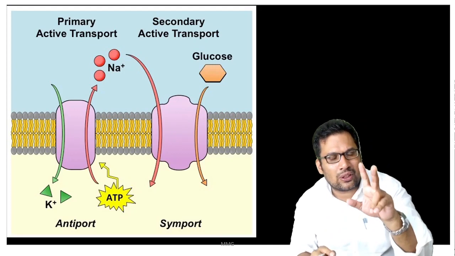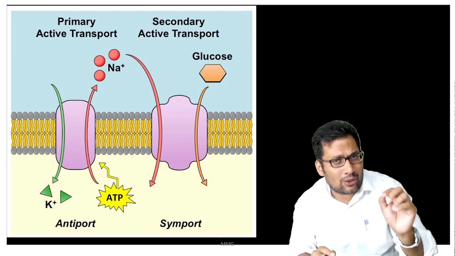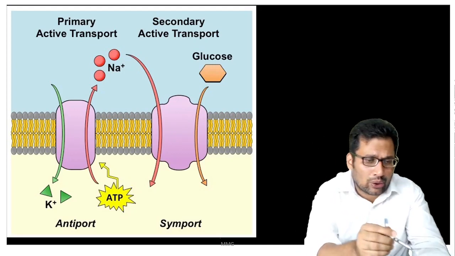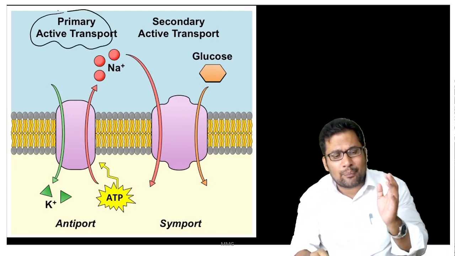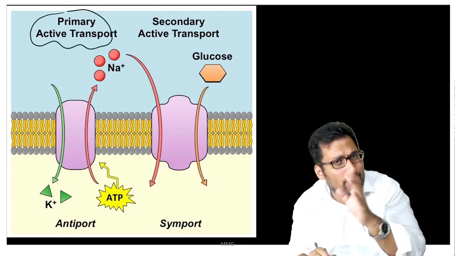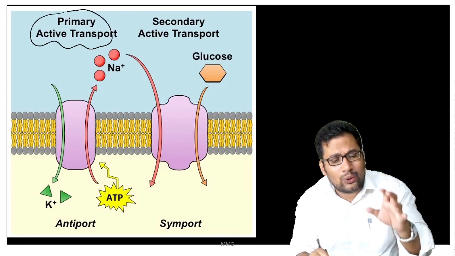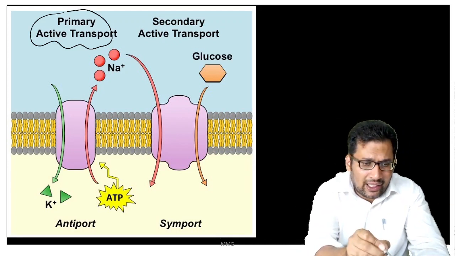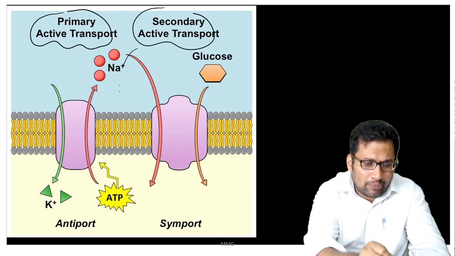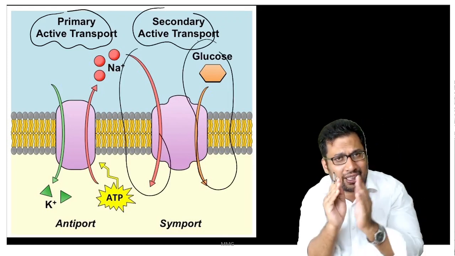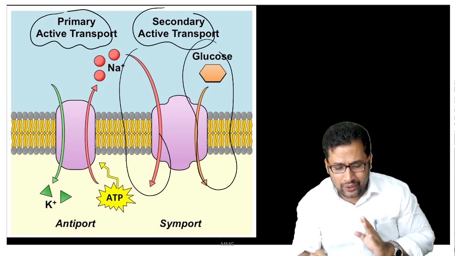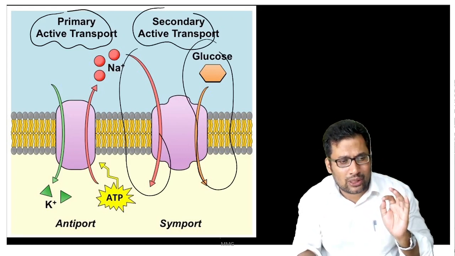There are two types of transport: primary active transport and secondary active transport. In primary active transport, there is involvement of sodium and potassium, involving ATP. In secondary active transport, sodium goes in along with the glucose. So this can be asked in your exam. This is briefly about question number 13.